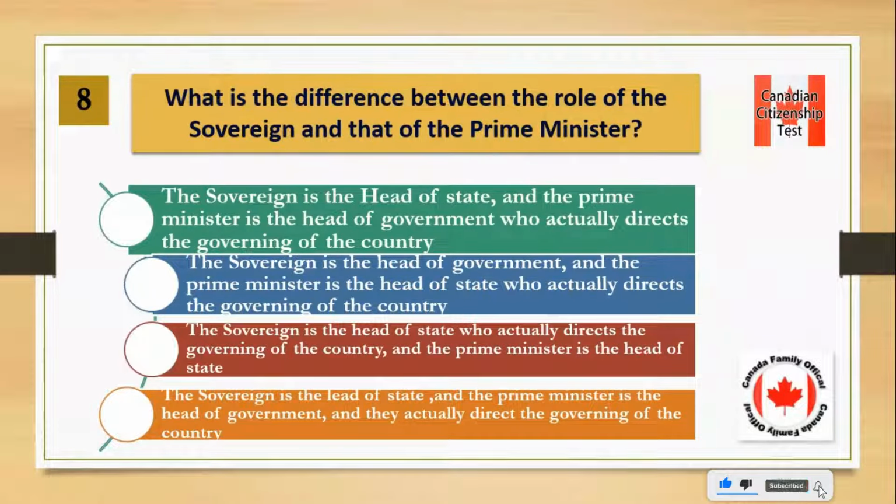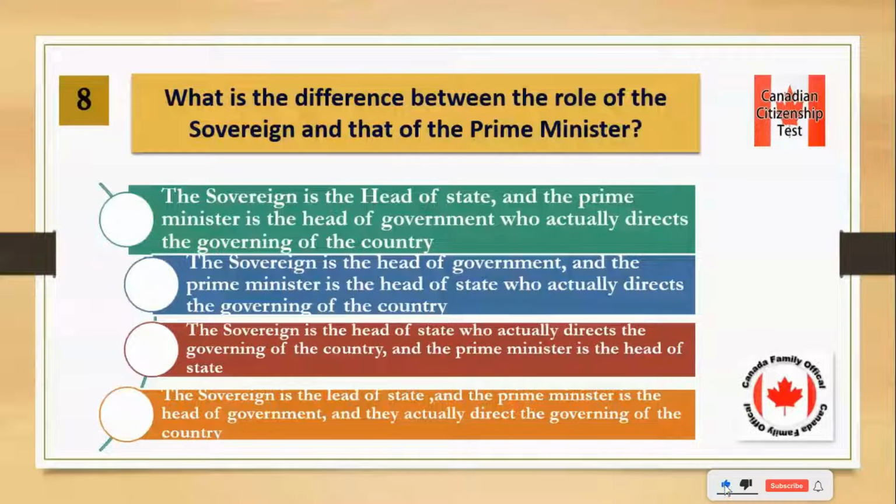What is the difference between the role of the sovereign and that of the Prime Minister? Number 1. The sovereign is the head of state, and the Prime Minister is the head of government who actually directs the governing of the country. Number 2. The sovereign is the head of government, and the Prime Minister is the head of state who actually directs the governing of the country.